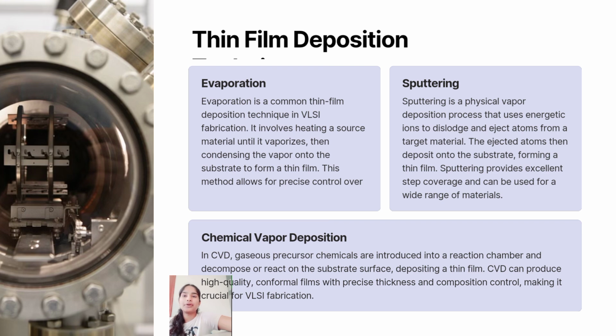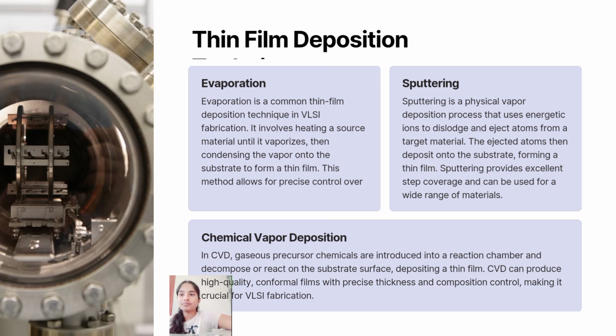Next we have sputtering. Sputtering is a physical vapor deposition process that uses energetic ions to dislodge and eject atoms from a target material. The ejected atoms then deposit onto the substrate, forming a thin film. Sputtering provides excellent step coverage and can be used for a wide range of materials.